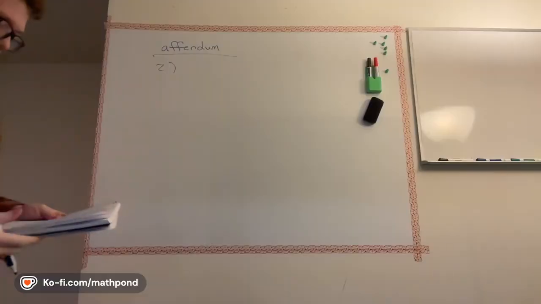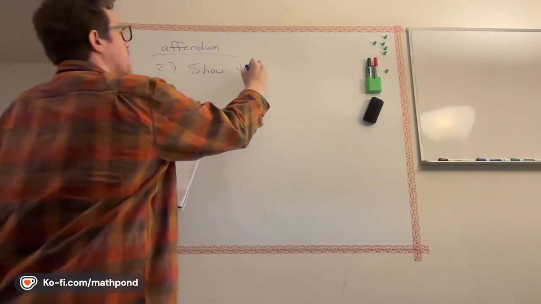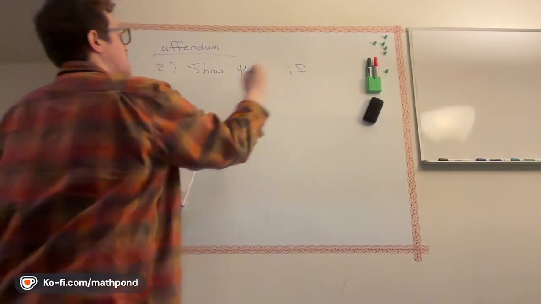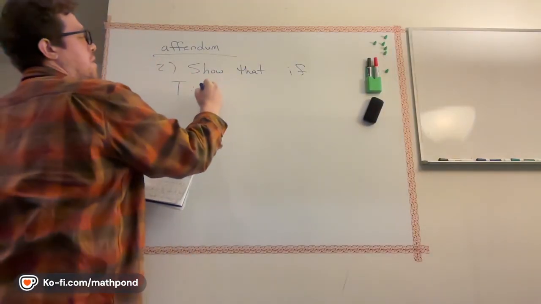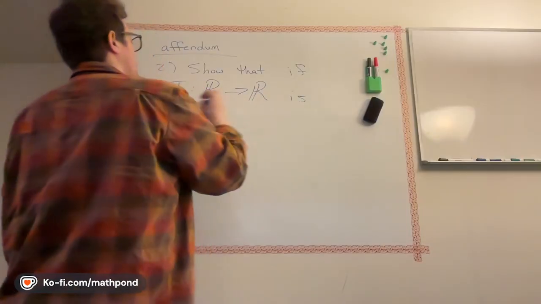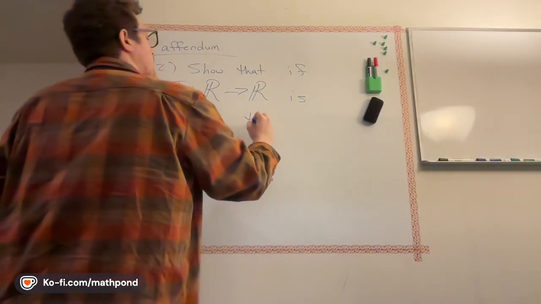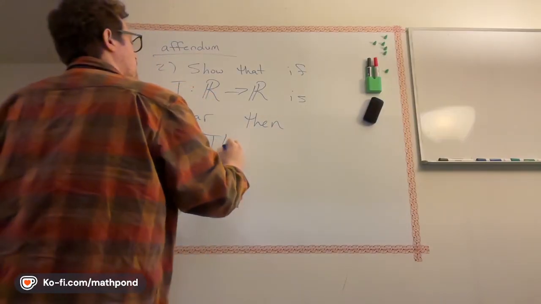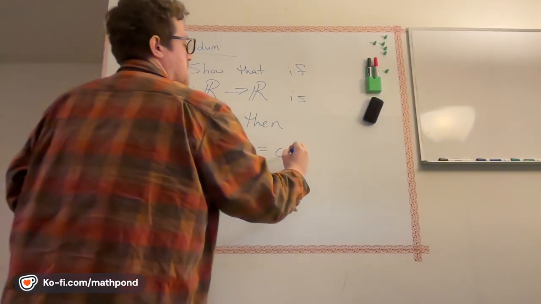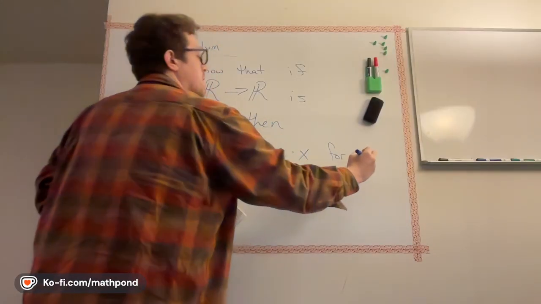Okay, so second problem, show that if we have a linear transformation from R to R, T is linear, then T of x is necessarily equal to c times x for some real number.